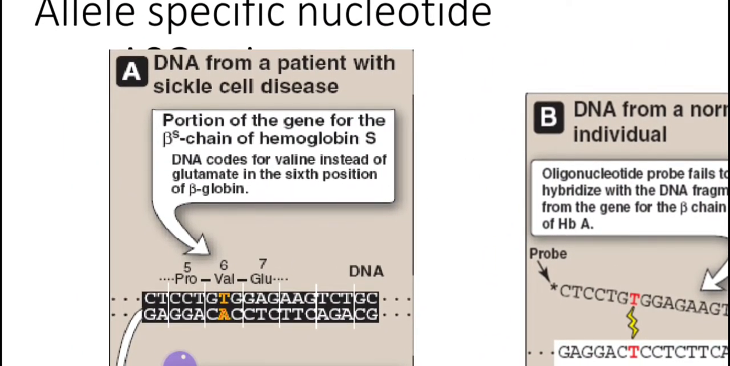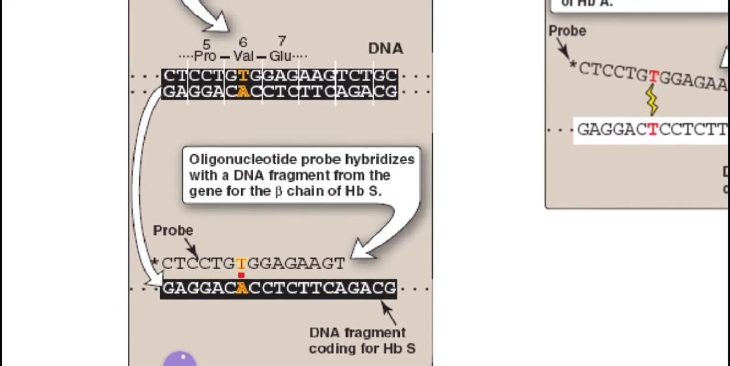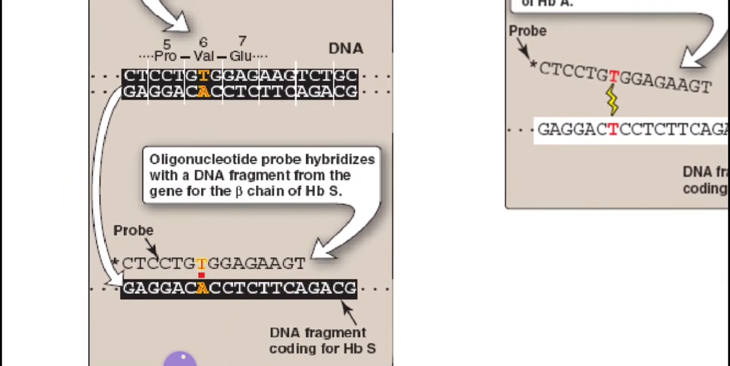This is how the allele specific oligonucleotide probes detect the hemoglobin S allele. First of all, this is the portion of the gene for the beta S chain of hemoglobin S. The DNA codes for valine instead of glutamate in the 6th position of the beta globin.